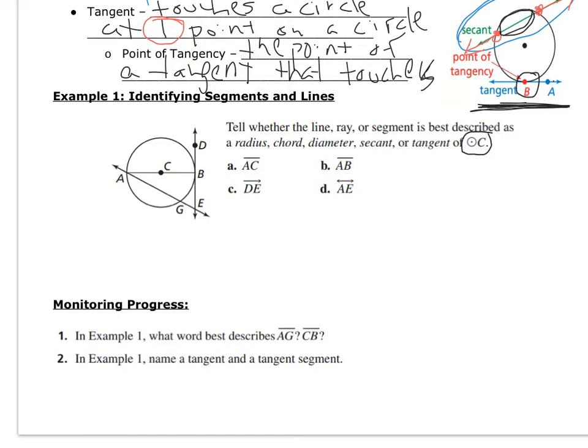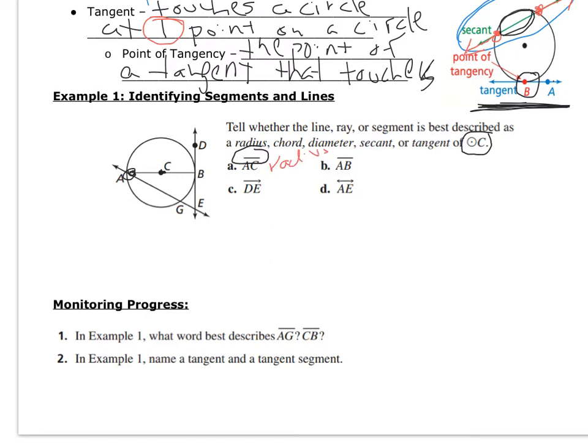So the first thing I talk about is AC. Well, first of all, look at the symbol. That symbol represents a segment, and it's just starting at point A and it's going to C, the center. Well, isn't that just the radius? So this first one is a radius.